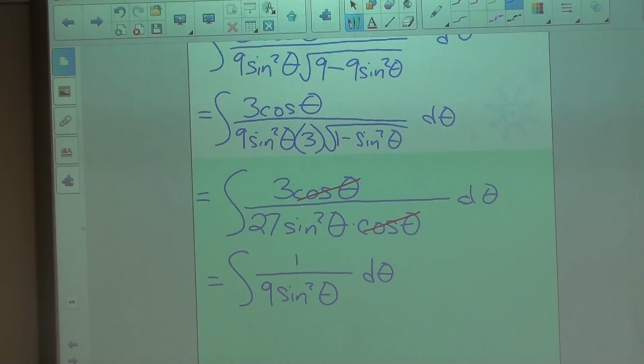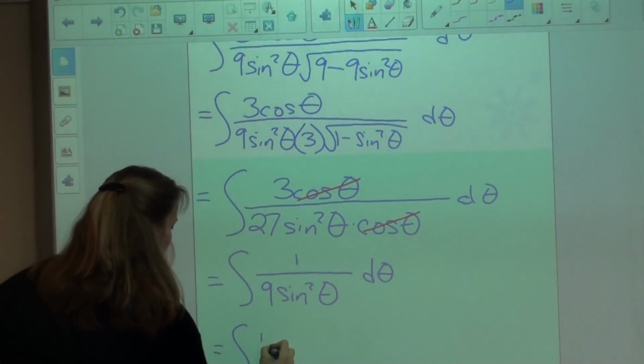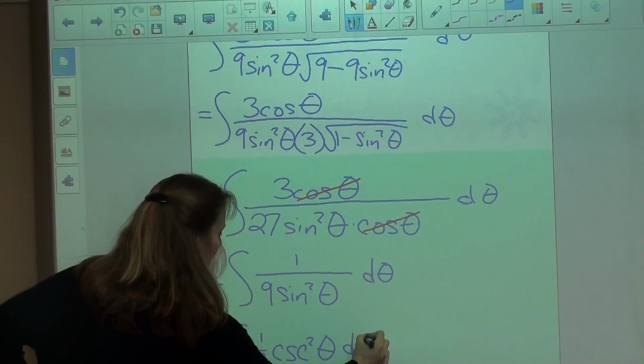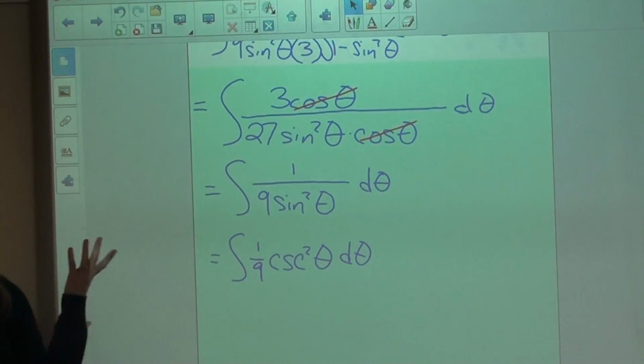Integrate 1 over sine squared. What can we do? Cosecant squared. Very good. So we end up with the integral of 1/9 cosecant squared theta d theta. Oh, well, now we're going to have to know the antiderivative of cosecant squared.